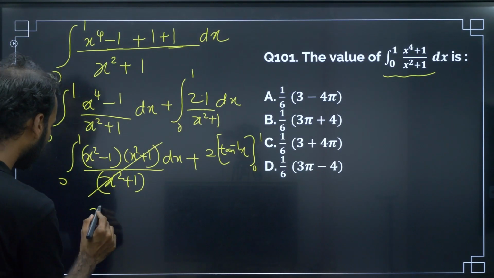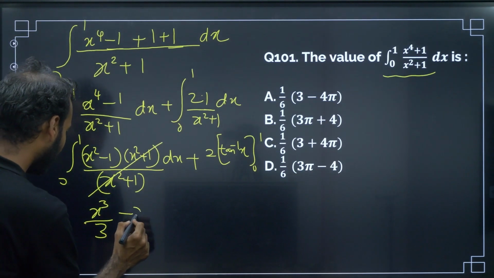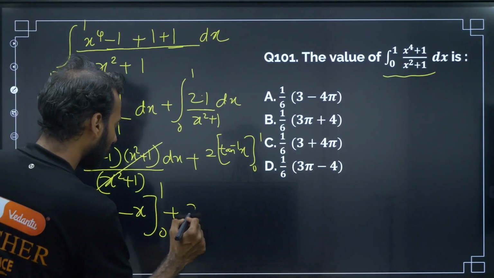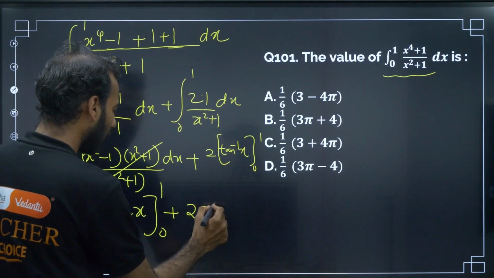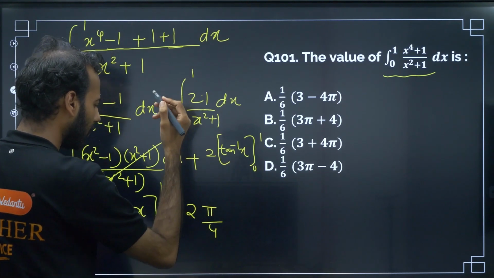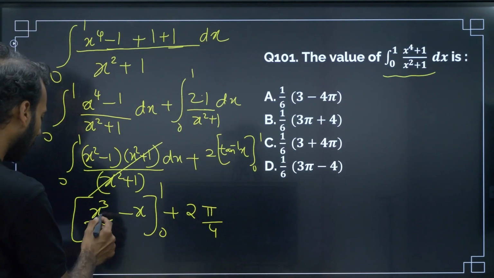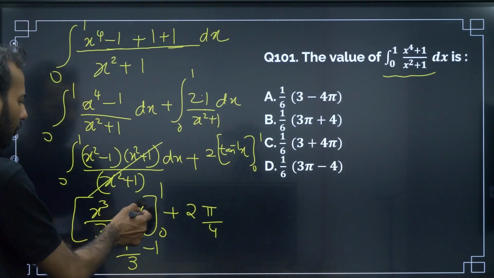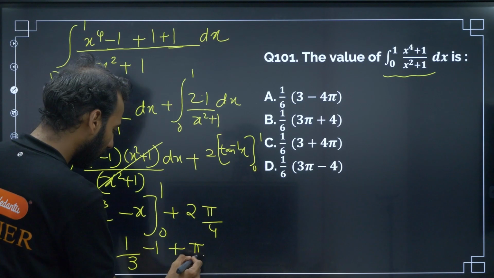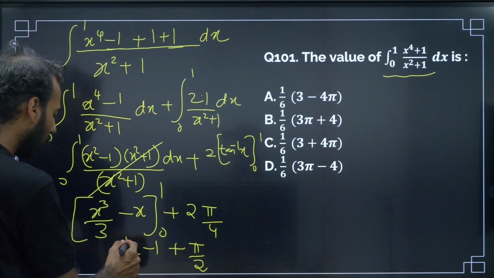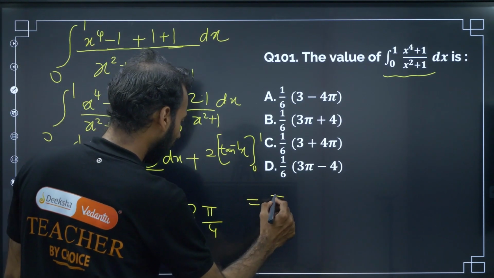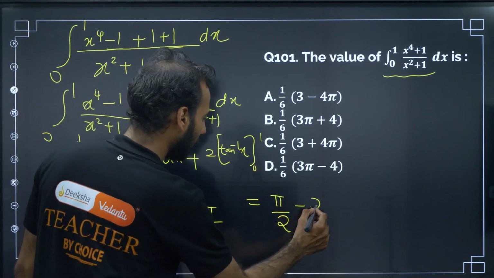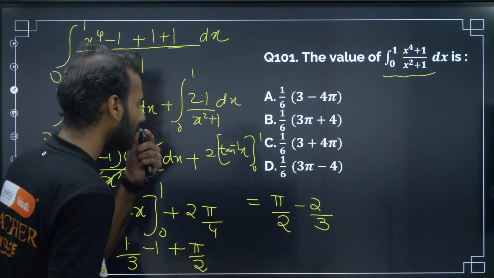Now if I go for integration, x³ by 3 minus x, 0 to 1, plus 2 tan inverse x. Upper limit tan inverse 1, I write pi by 4, lower limit 0. Next, if I substitute the upper limit, here I will get 1 by 3 minus 1, and the lower limit 0 gives nothing, plus pi by 2. So 1 by 3 minus 1 is minus 2 by 3, plus pi by 2. Minus 2 by 3 plus pi by 2 is the answer.